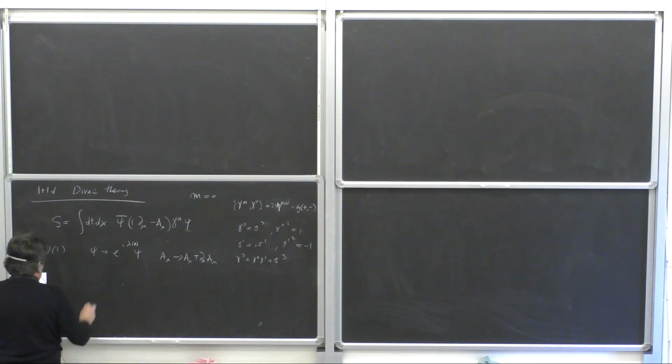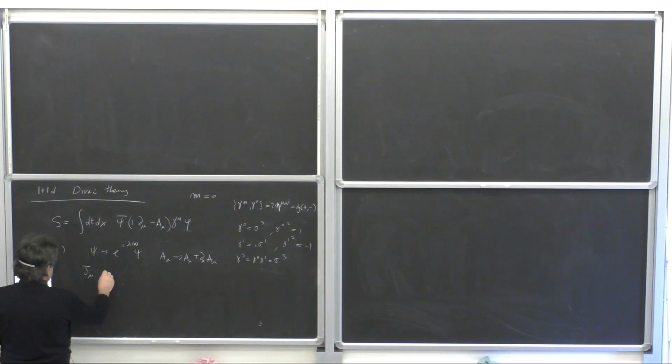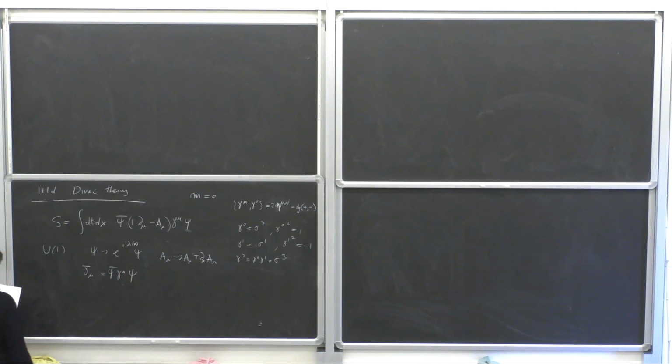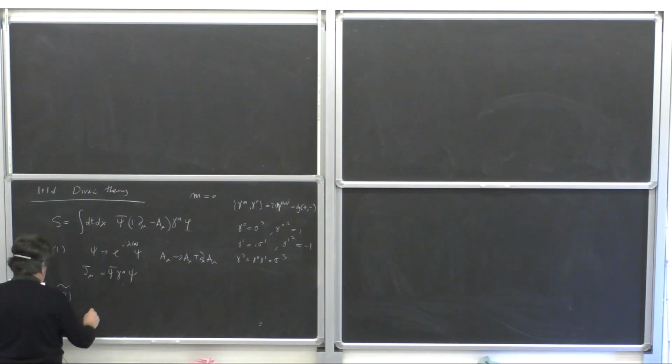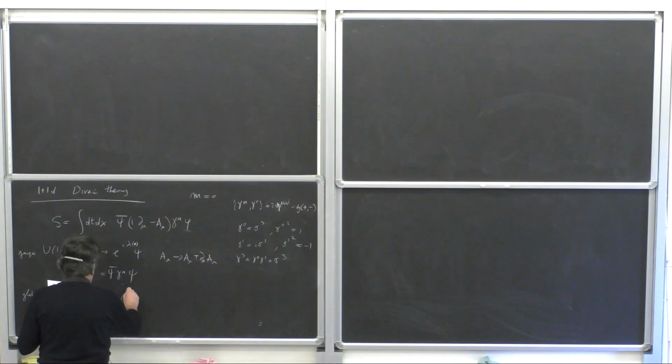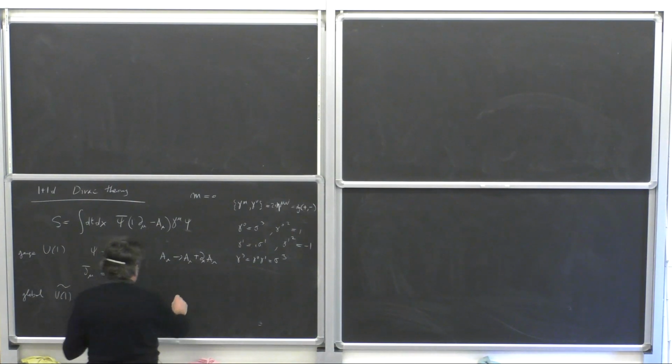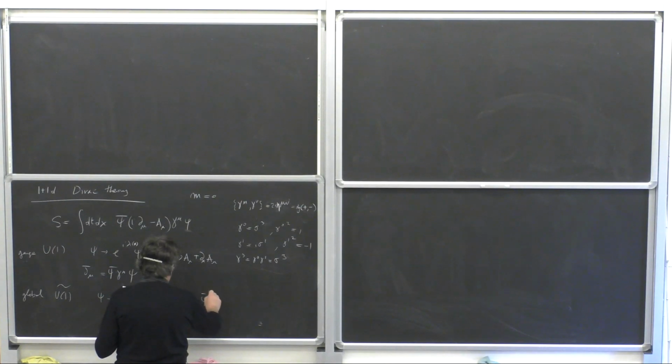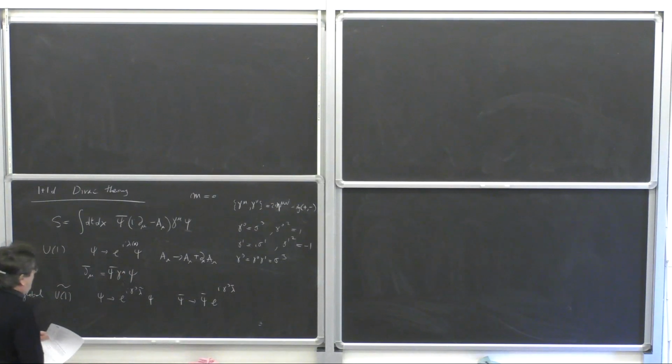And the current is J mu, which is gamma mu, psi bar psi. But there is also another. So this is the gauge symmetry. There is also a global symmetry, a second symmetry, which we'll call U1 twiddle, under which psi transforms to e to the i gamma 3 lambda twiddle psi, and psi bar transforms to psi bar e to the i gamma 3 lambda twiddle. And this is the axial symmetry.